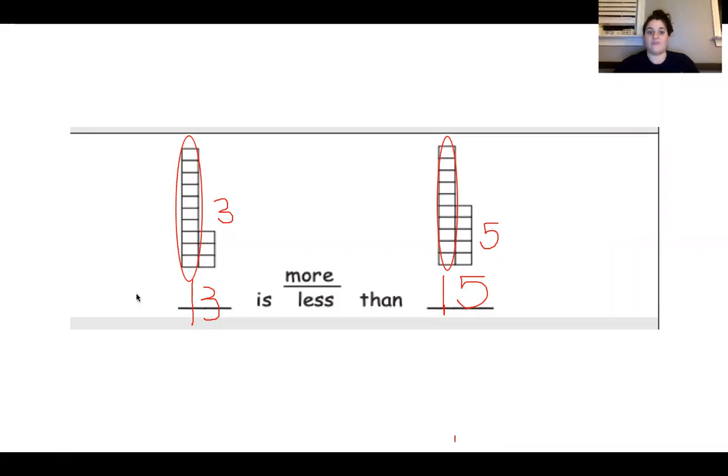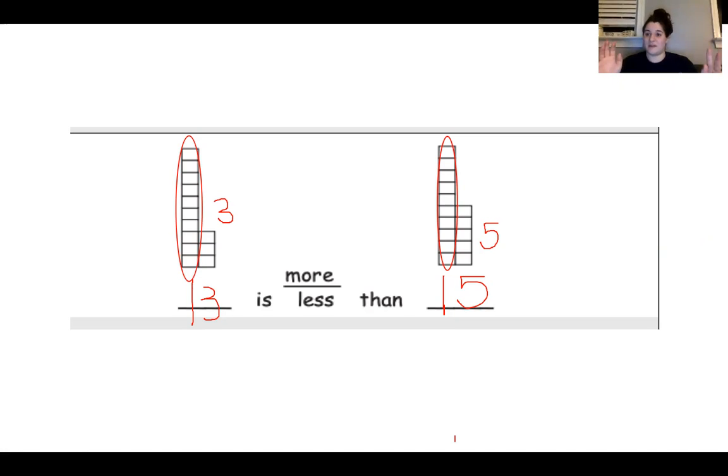We know that we have 13 blocks and 15 blocks, but which one is more and which one is less? We can compare the leftovers to make it a little bit easier. So we can just look at our 3 and our 5. Let's use our fingers to help us out. Show 3 fingers and 5 fingers. Which one is more? 5 is more than 3. Can you say that? 5 is more than 3.